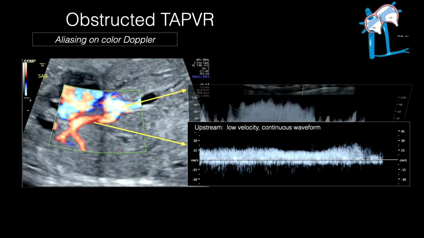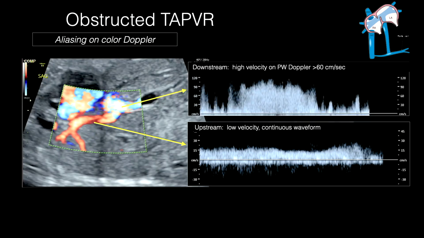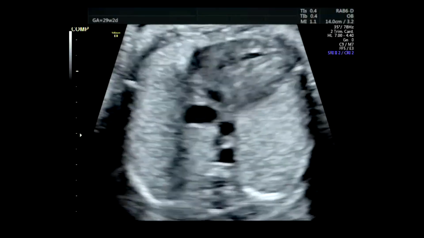And then when we do the Doppler at the site of insertion here, it's even a little bit higher velocity. So as we heard Dr. Moon-Grady tell us yesterday, it doesn't really matter what the velocity is. If you see this flow pattern, it's going to be obstructed, in particular if it's below the diaphragm.